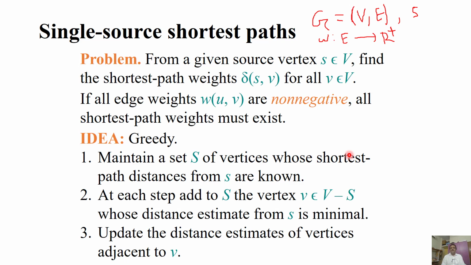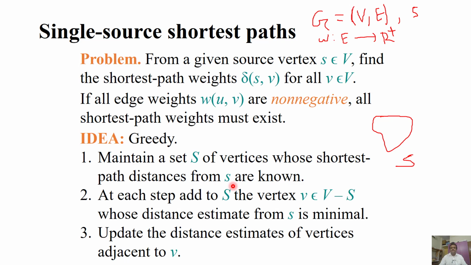So, here we will apply the greedy technique for solving this problem. That is our Dijkstra's algorithm. The idea is that we maintain a set S, capital S, of the vertices whose shortest path distance from small s is known. So, what is the first candidate for capital S?